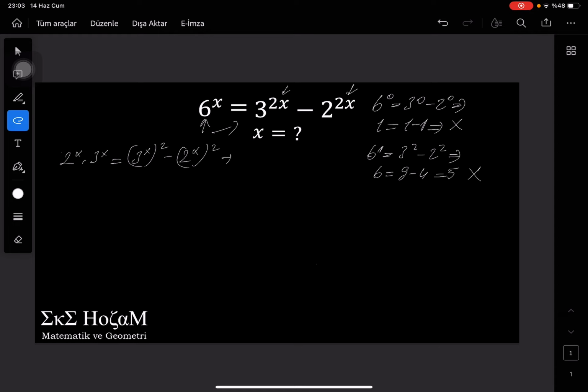And if I rewrite this quadratic equation, let me rename 3 to the x as a and 2 to the x as b. Therefore, if I substitute these new variables, my quadratic equation will be a times b equals to a square minus b square. Let me again reorganize it. A square minus ab minus b square will be 0. This equation tells me that if I can find a relationship between a and b, I'm going to find the solution to the question.